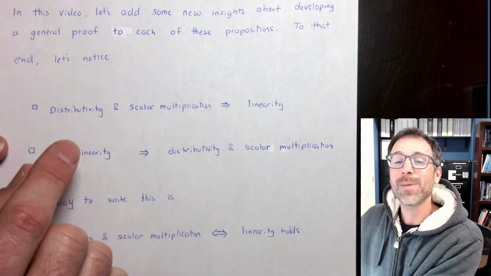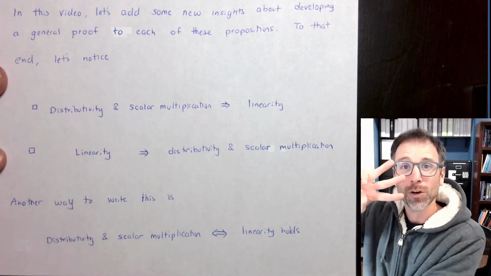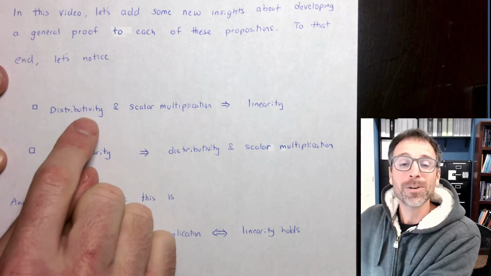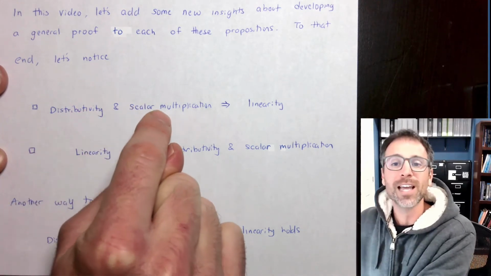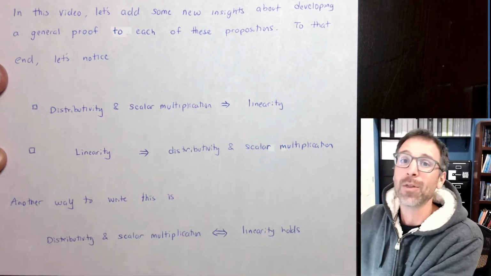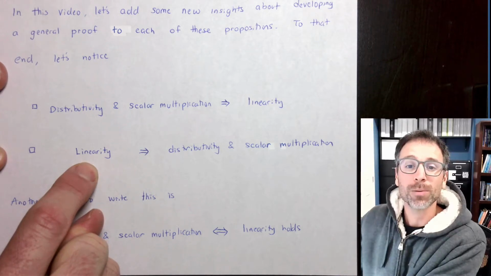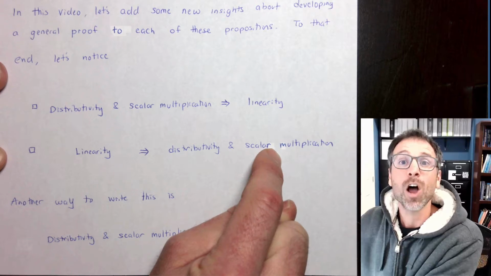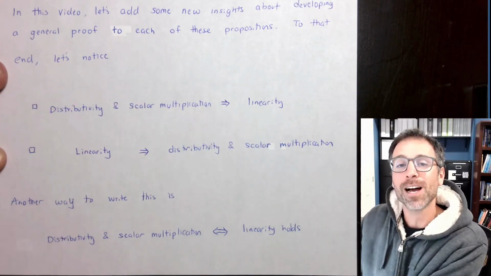In particular, I want to make a conjecture that when we look at these three different algebraic properties, two of them are equivalent to the third one. If I know that row vector matrix multiplication satisfies both distributivity and scalar multiplication, then I actually get linearity for free. And the reverse is also true. If I know that row vector matrix multiplication satisfies linearity, then distributivity and scalar multiplication fall out of that. In other words, there's an equivalence. Do you see the P implies Q structure?